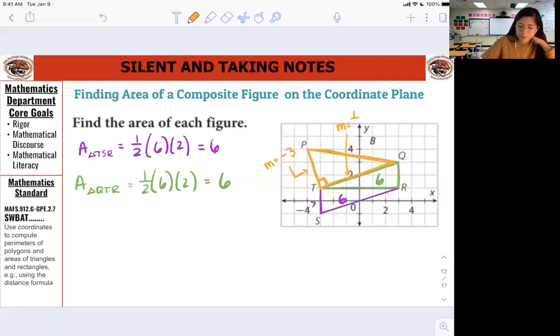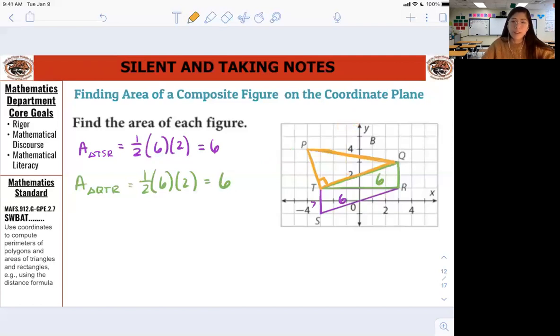One-third, 1/3. Are they perpendicular? Why not? Yes or no? Yes. Okay. Yes, they are perpendicular. One of them is positive 1/3. The other one is -3. So yes, these are perpendicular. So I do have a right angle. So I can treat this like a right triangle, which is awesome.